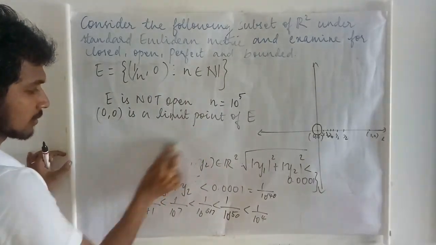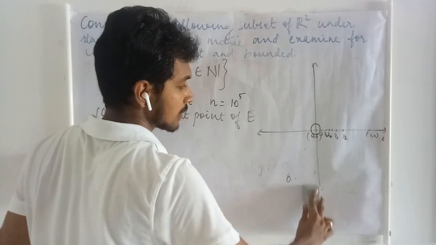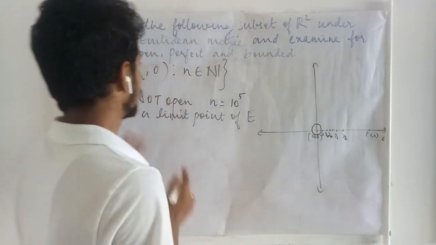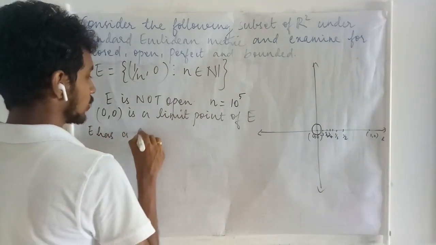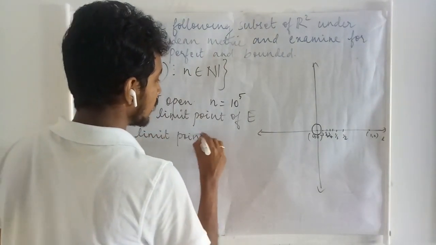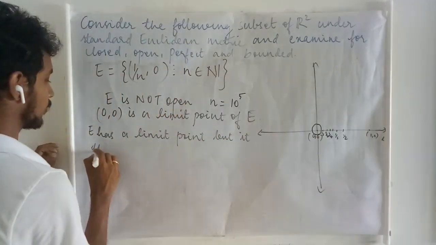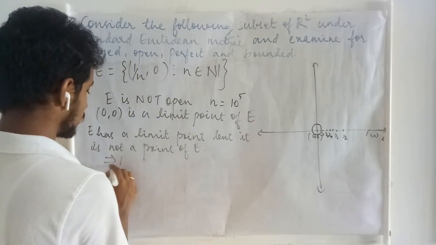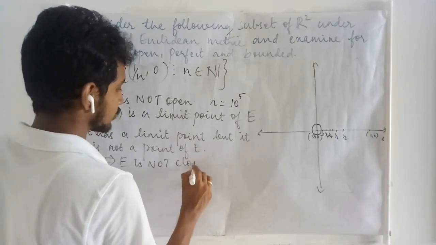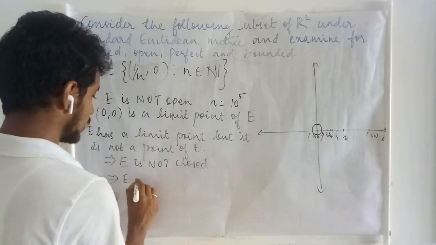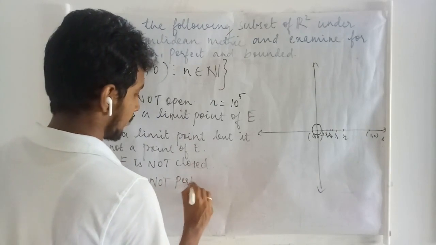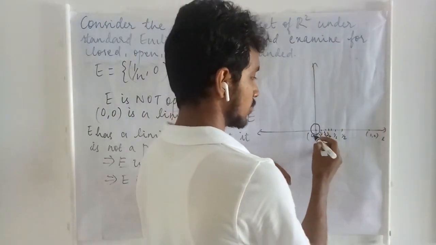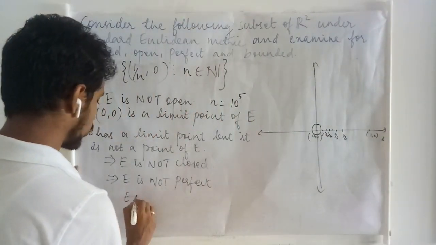Now, the question arises whether this point is included in the set or not. Just before, I have told you that this point is not included in this set. So this set E has a limit point, but it is not a point of E. Therefore, what we can say is E is not closed. When a set is not closed, we can say that it is not perfect as well. Whether the set is bounded or not? Yes, of course. Here the values lie between 0, 0 and 1, 0. So the set is bounded.